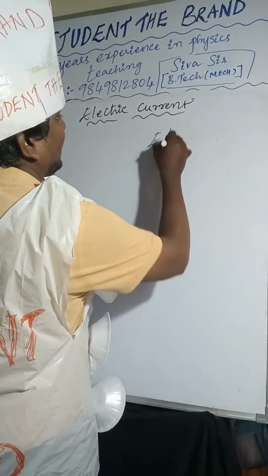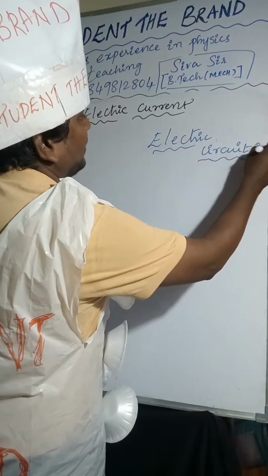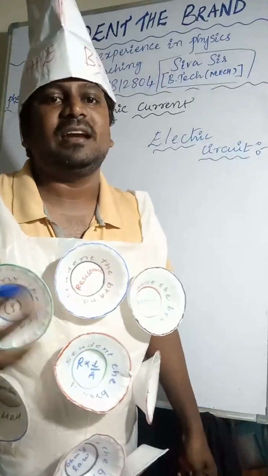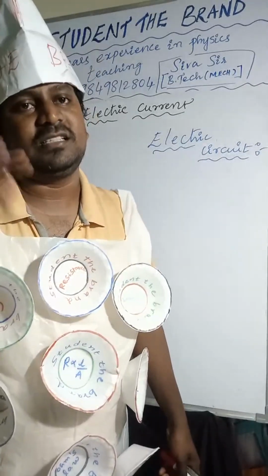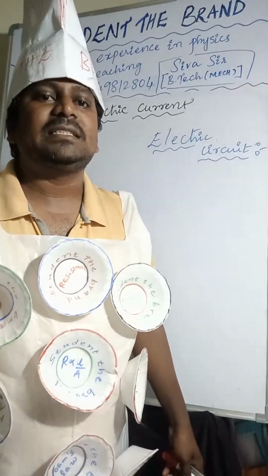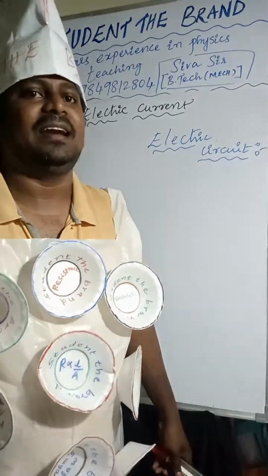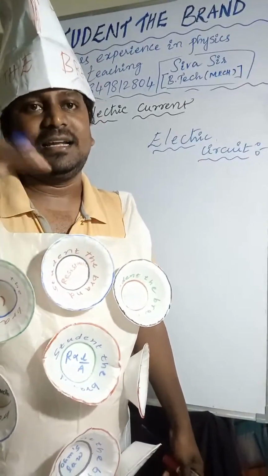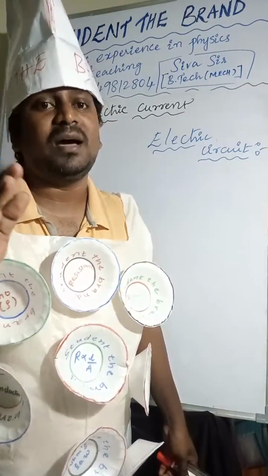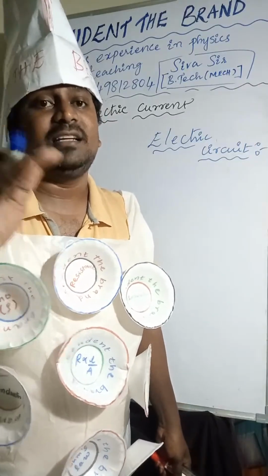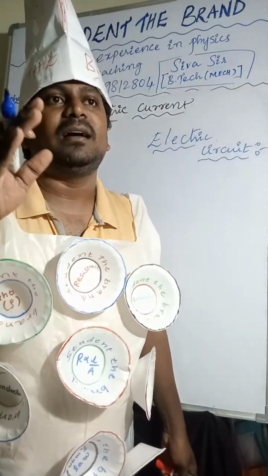Next one, electric circuit. A continuous and closed path of an electric current is called an electric circuit. Very, very important, a 1 mark question. For 1 mark, this question will come. So electric circuit is the continuous and closed path of an electric current. And the next one, I already explained, conventional current and electric current.